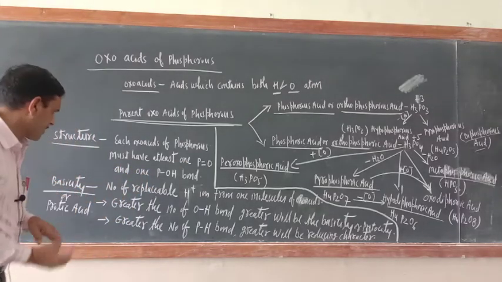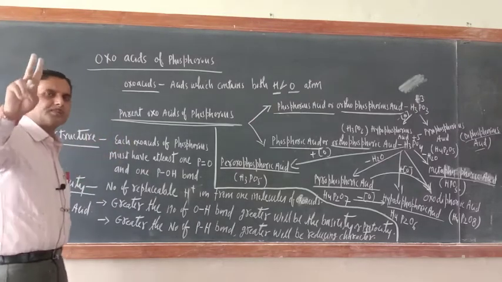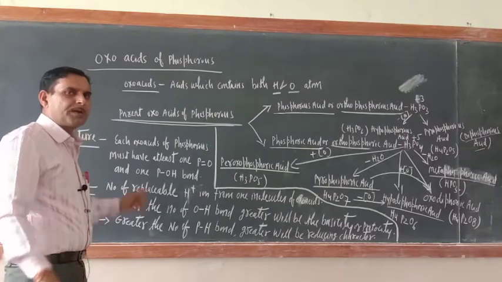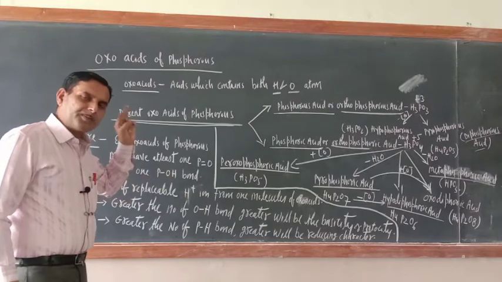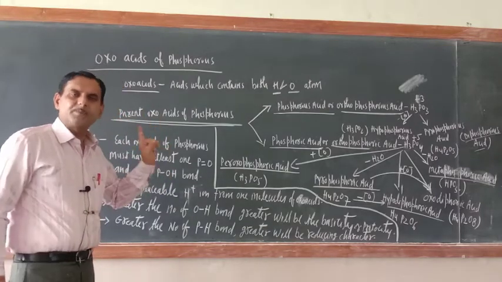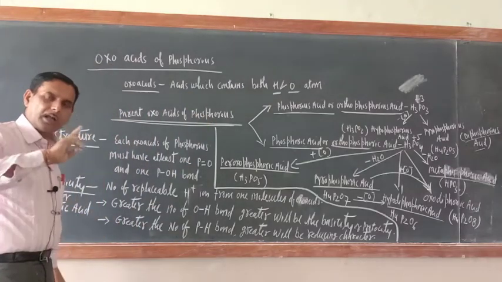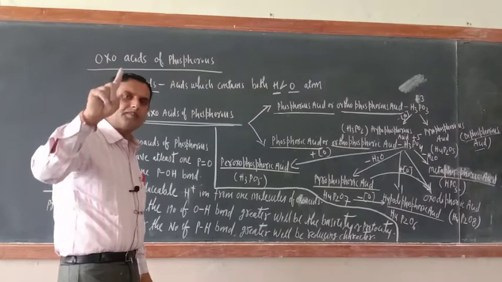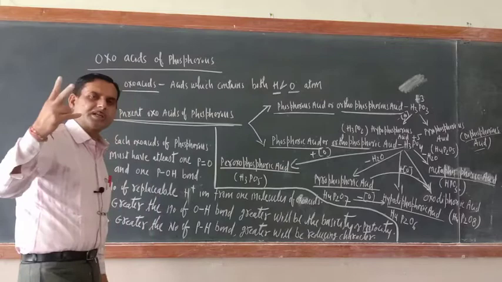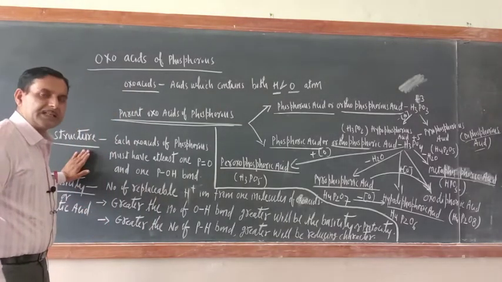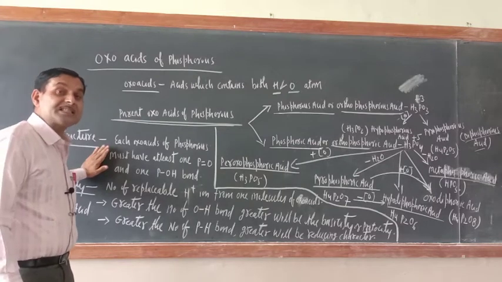Protic acid. Okay, so just see the structure. As far as structure is concerned, each phosphorus must have at least 1 P double bond O and at least 1 P-OH bond. If these 2 things are not there, it means that is not an oxo acid of phosphorus. Once again remember, in all the oxo acids of phosphorus, 1 P double bond O should be there and 1 P-OH bond should be there. If these 2 things are there, then only it is a real oxo acid of phosphorus. So that is the structural speciality.